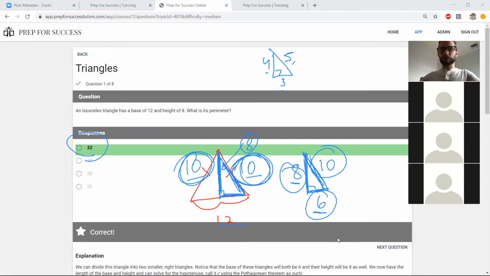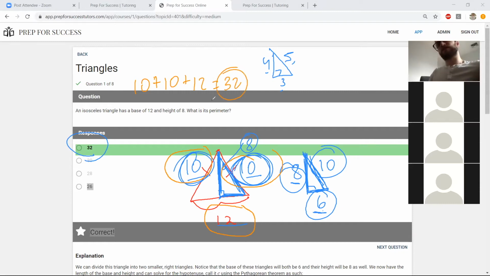How did you get 32? Once I knew the base was 12, and then these sides were each 10, I then did 10 plus 10 plus 12, which gives me 22 plus 12, which is 32. I just added up all the sides to get perimeter. That kind of makes sense?